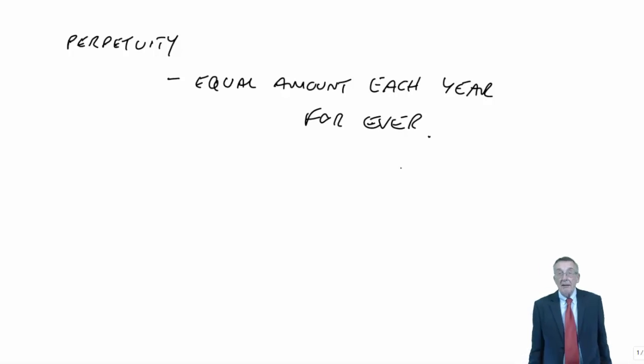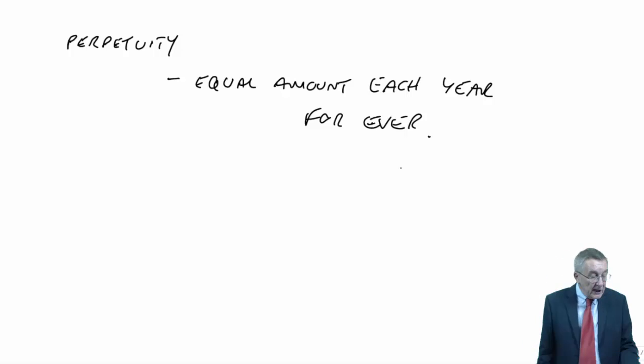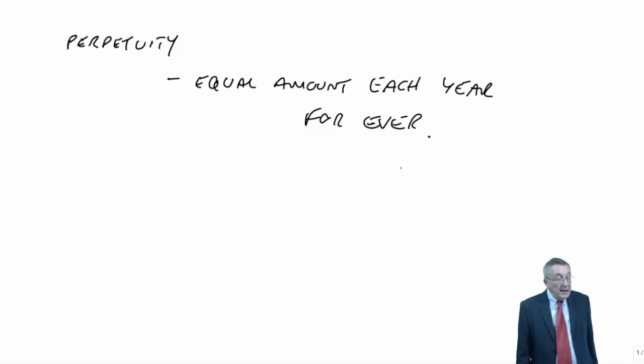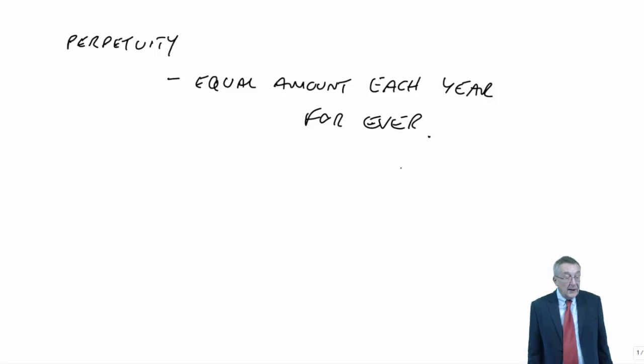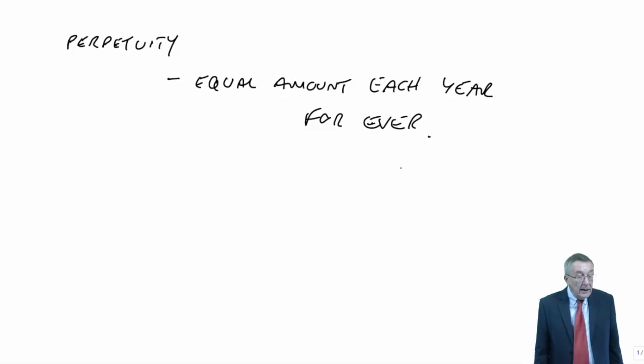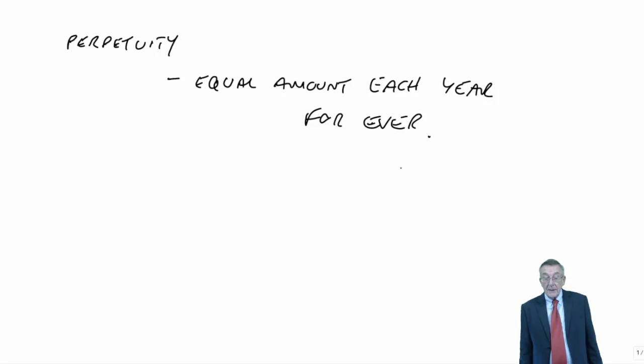Now in real life, of course, nothing goes on forever, but it's for so long it might as well be. Let me show you how we deal with it. Exercise 7. A machine costs 100,000 and is expected to generate 12,000 per annum in perpetuity. Cost of capital 10%. What's the NPV of the project?